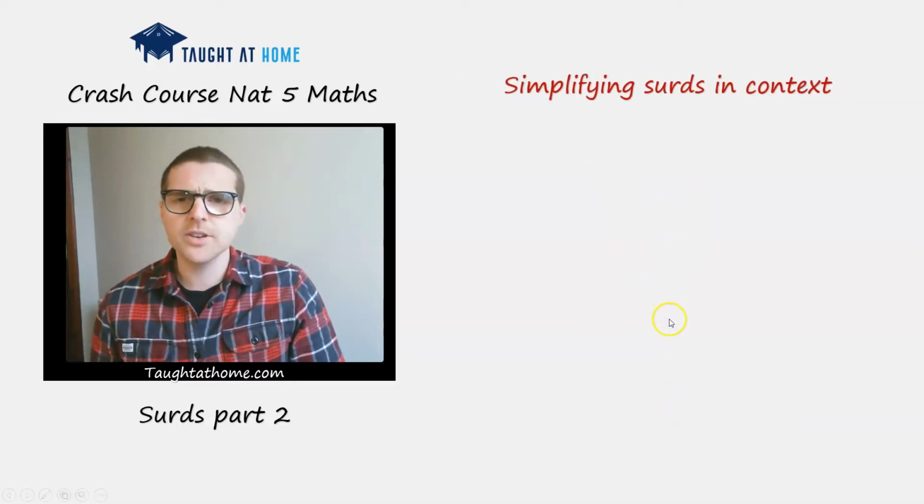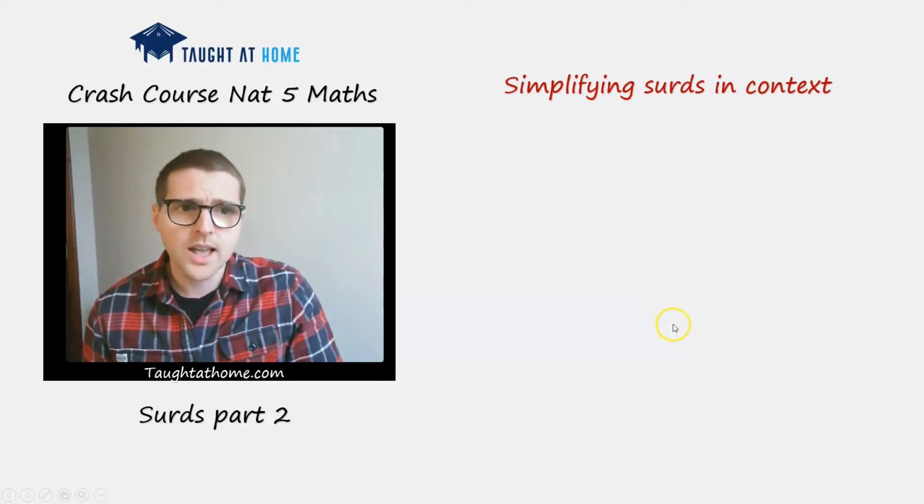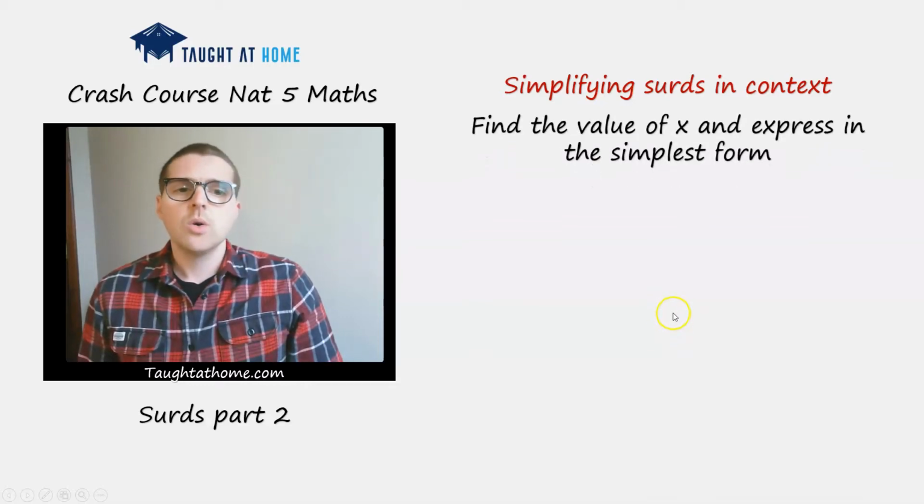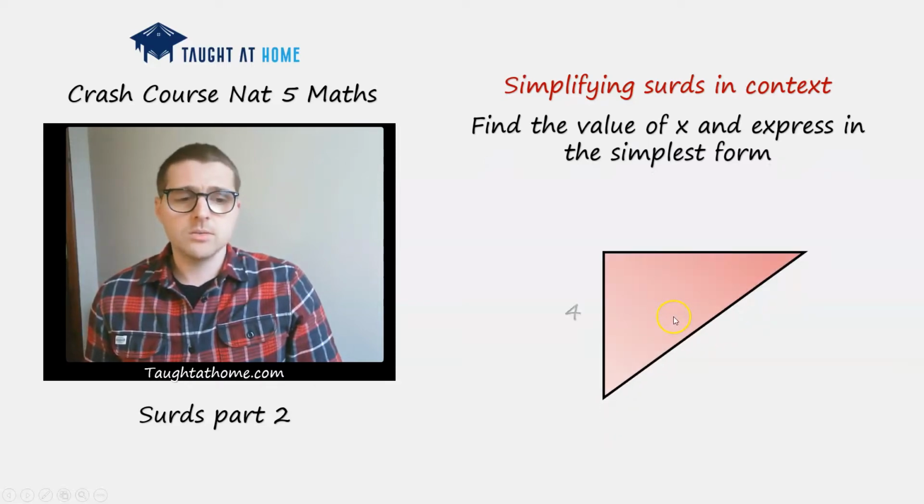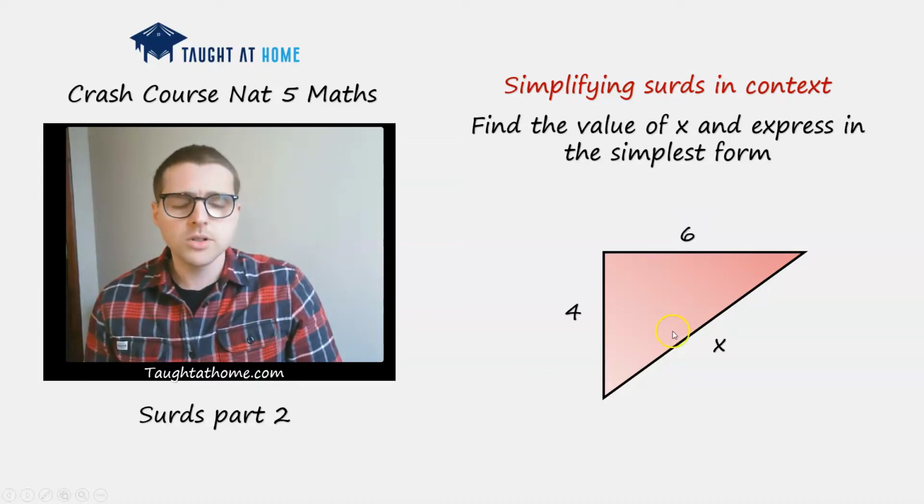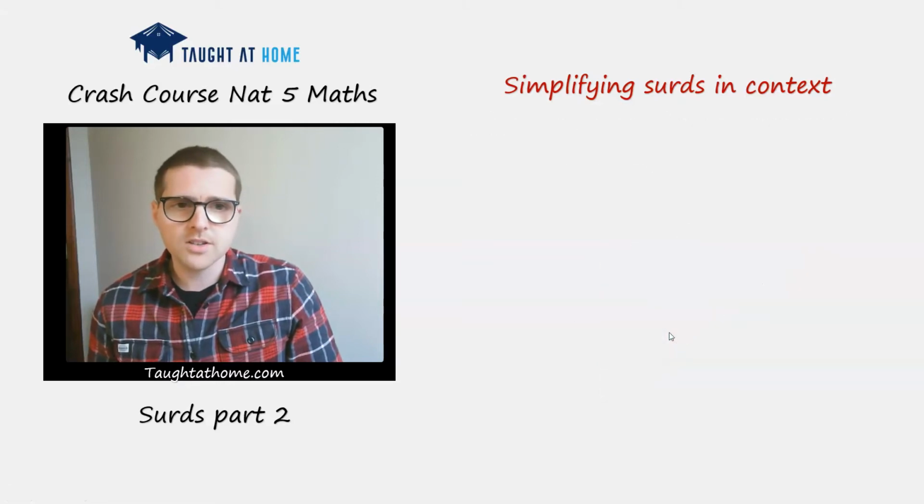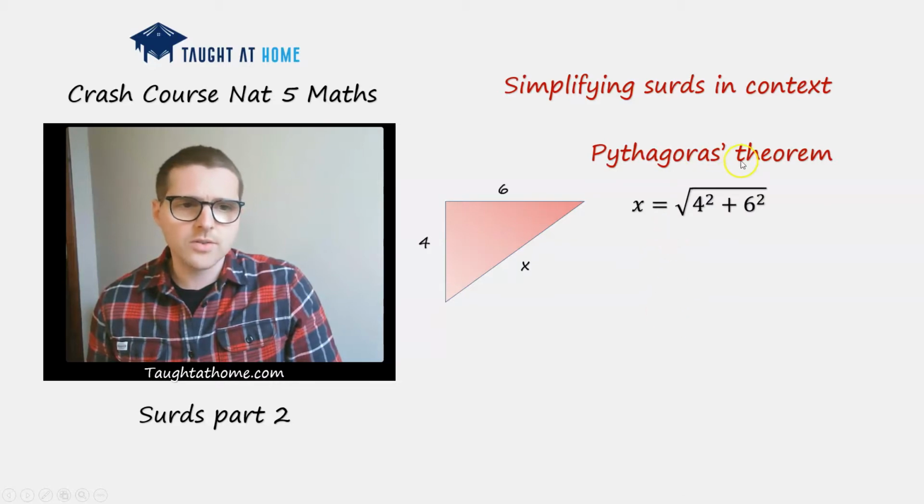So let's simplify surds in context. A very common example of using surds in a mathematical context. We're asked to find the value of x expressed in the simplest form, and we're given a triangle, and we're given the length of two of the shorter sides, and we're trying to find the length of the hypotenuse. So we know we're going to have to use Pythagoras' theorem here, where we're trying to find x as the square root of the sum of two squares. So we've got 4 squared plus 6 squared all under the square root.